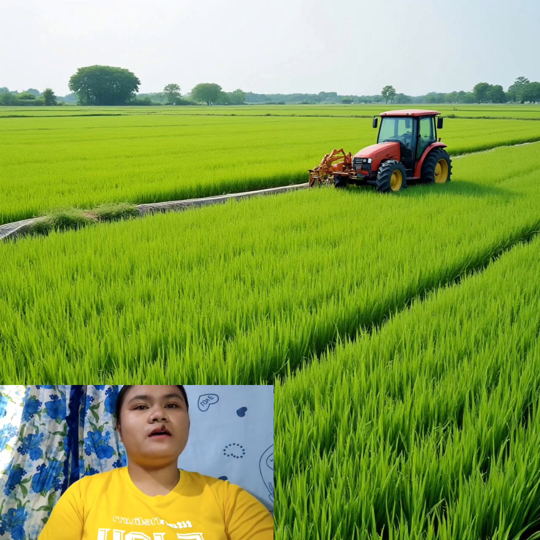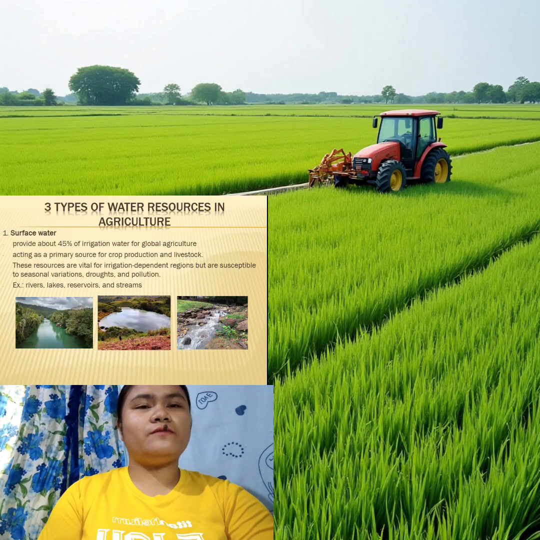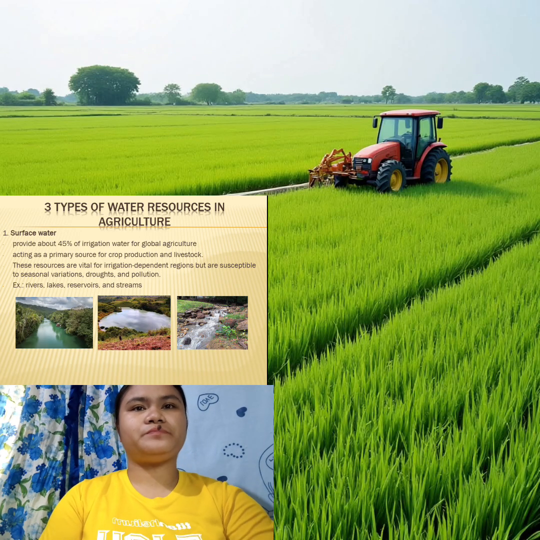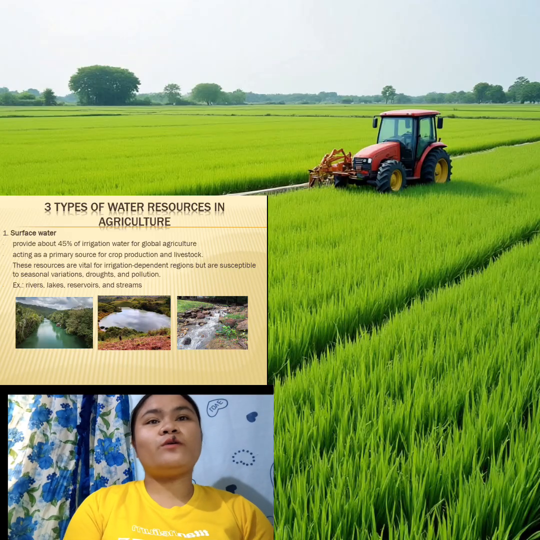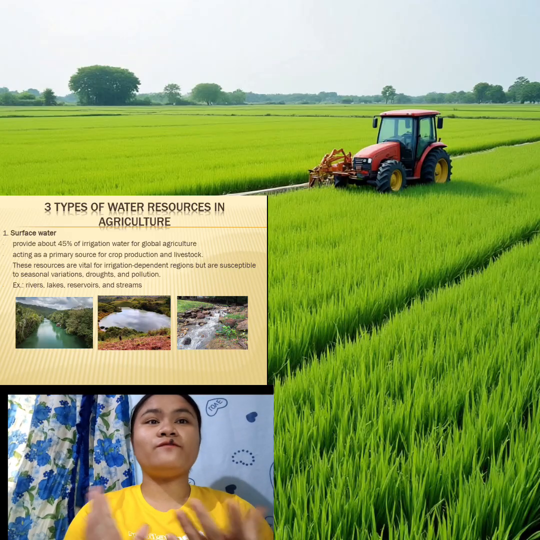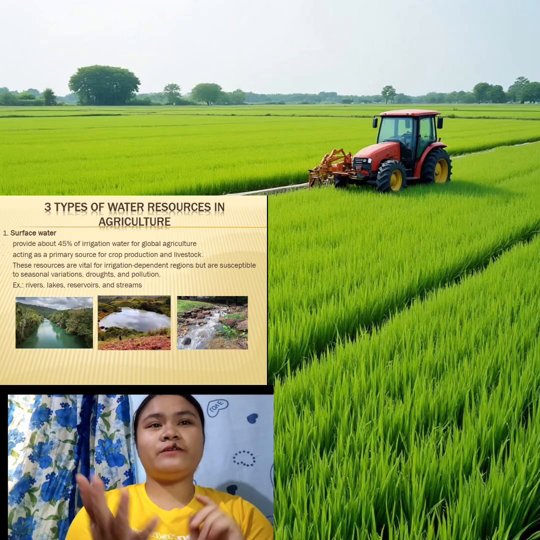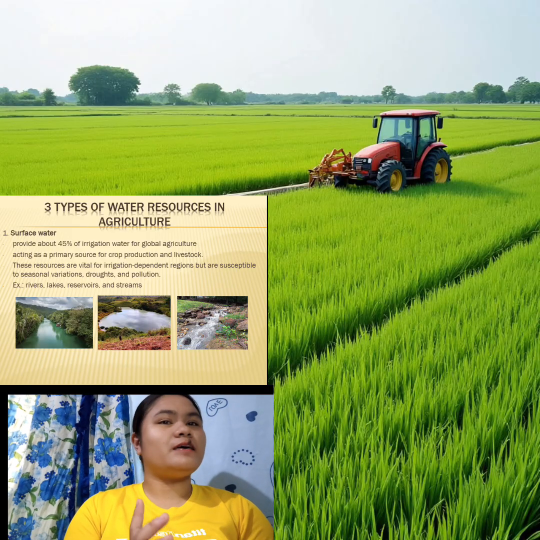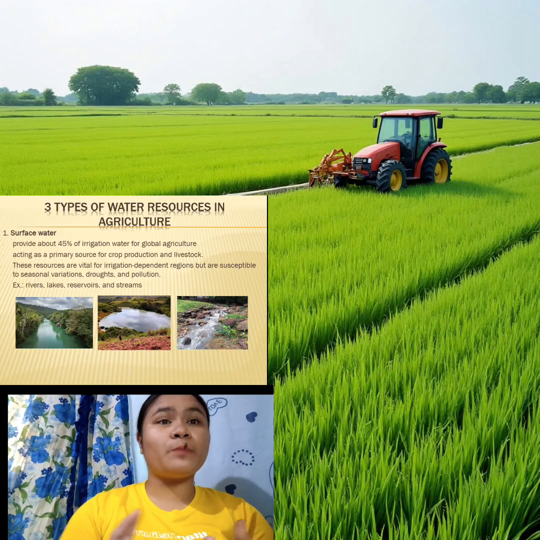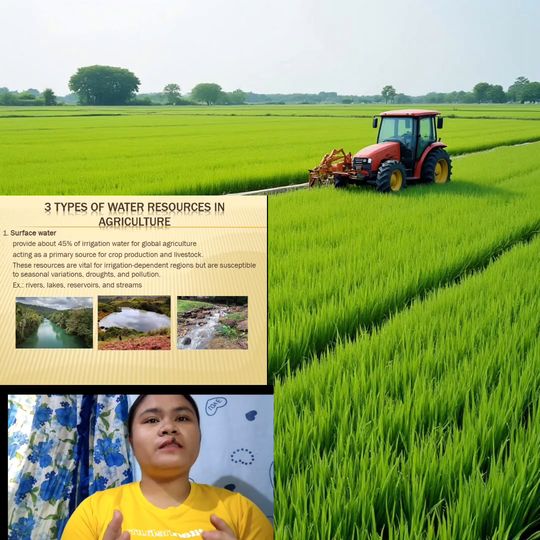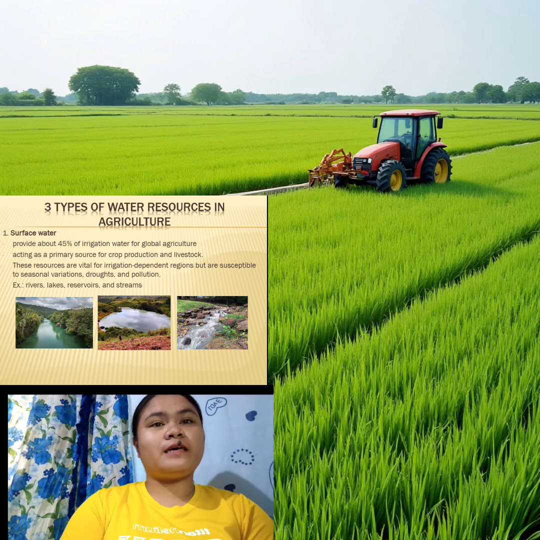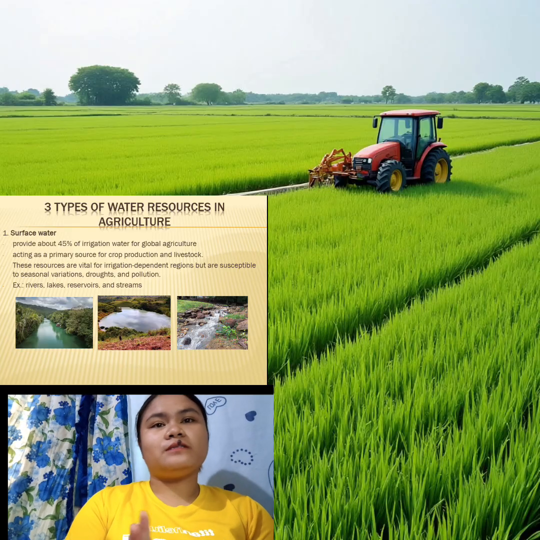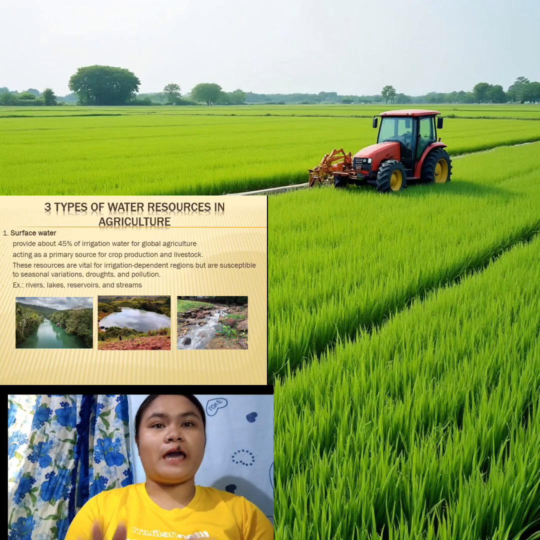Let us begin with the first type of water resources in agriculture, which is surface water. Surface water refers to the water that is found on the surface of the land. The best examples are rivers, lakes, reservoirs, and streams, as shown in the picture on our PowerPoint. These sources provide approximately 45% of irrigation water for global agriculture, making them the primary source for crop production and livestock.